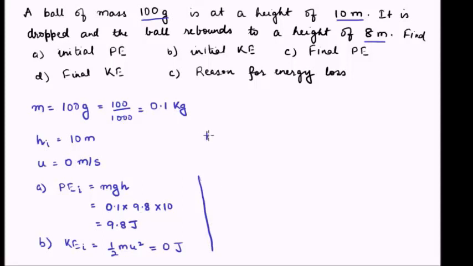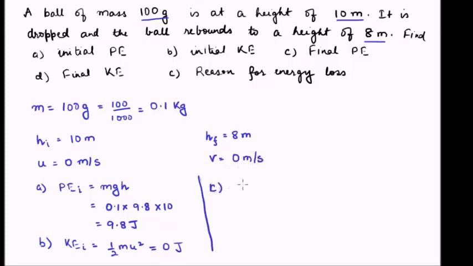Now the third part asks us to find the final potential energy. For the final potential energy, we need the final height, and the final height turns out to be 8 meter. At this maximum final height, the ball again stops, because if it did not stop at that height, then it would go further upwards. So we can safely say that the final velocity, let me represent it by v, is 0 meter per second.